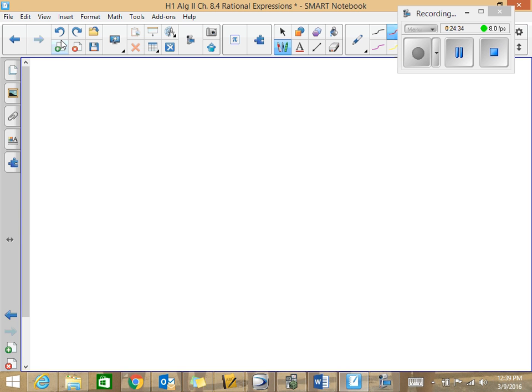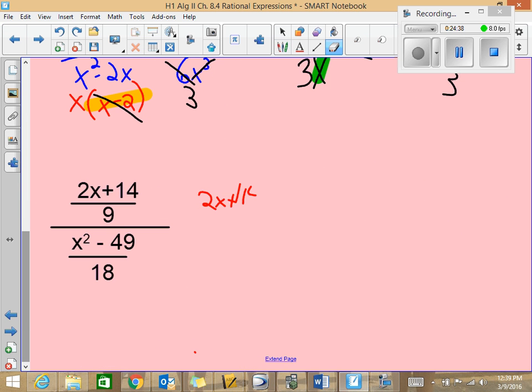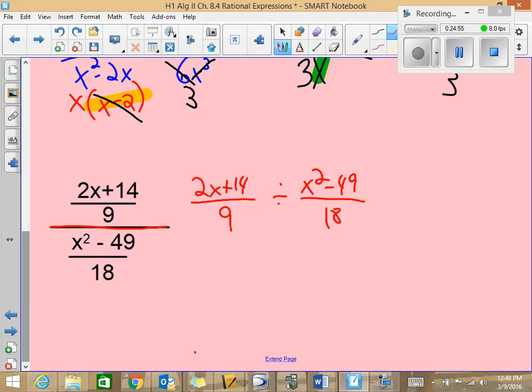Well, yeah, you just rewrite it as a division problem. It's 2x plus 14 over 9 divided by x squared minus 49 over 18. Okay? So first you just look at it as a division problem, and then treat it as such, so you have to turn it into multiplication.